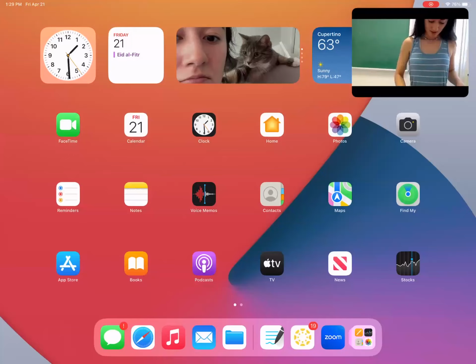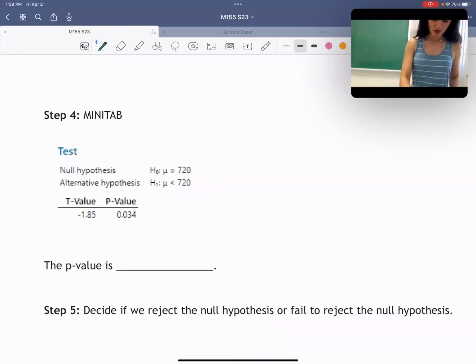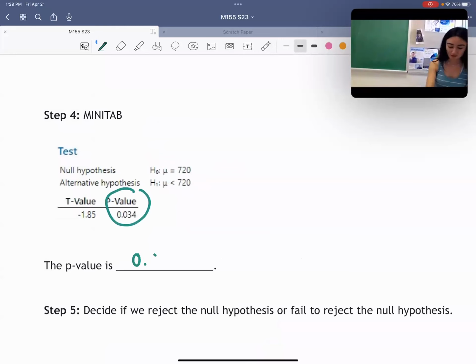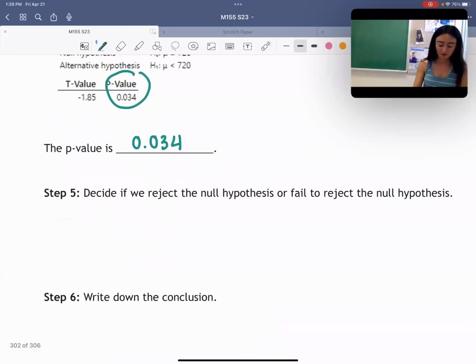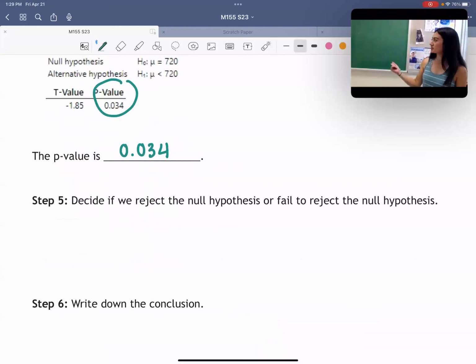All right, so if you flip to the next page, I copied and pasted what Minitab spits out at you. Well, the p-value is really easy. It just says p-value 0.034. That was pretty easy. So that's how we know what our p-value is. Okay, next we have to decide if we reject the null hypothesis or if we fail to reject the null hypothesis. Does anyone remember how to do that?